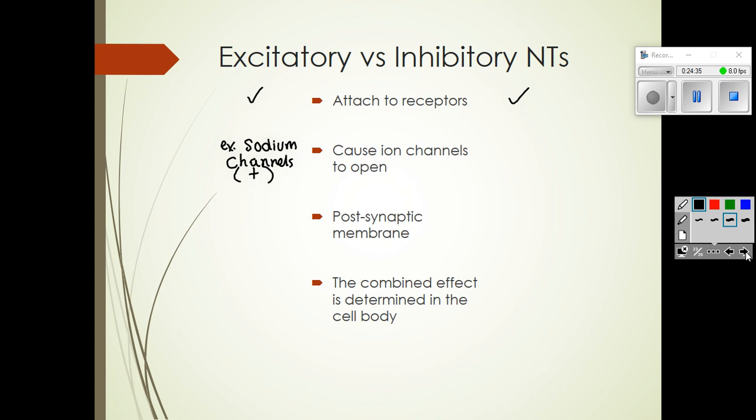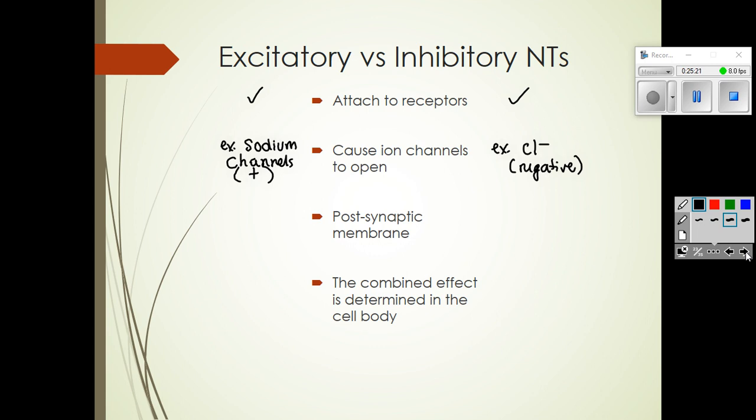If we're talking an inhibitory neurotransmitter, it will cause ion channels to open, but for example, it might cause something that has a negative charge to be the ion channel that opens. Now I mentioned sodium because it's the one we talk about the most, but it doesn't have to be sodium. It could be a different positive ion. So other examples could be things like calcium. So the fact that it's a positive ion is the more important thing here. Same thing on the other side. We're talking about negative things.